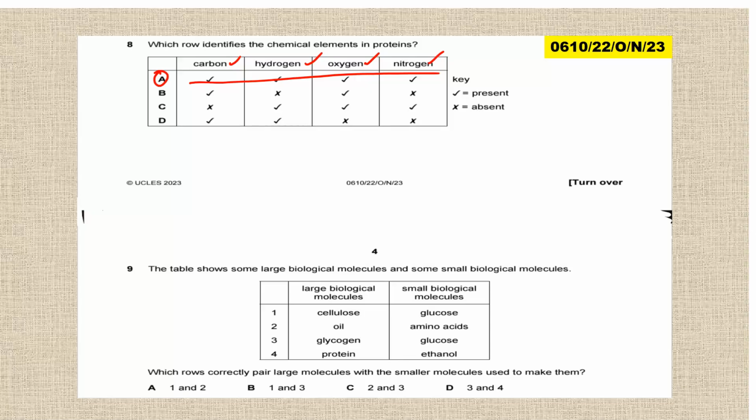The table shows large biological molecules and some small molecules. So large biological molecules, we have cellulose, oils, glycogen, protein. Now we are looking for the corresponding small molecules. Cellulose, glucose. Oil, amino acid, no. Fatty acid and glycerol. Glycogen and glucose, yes. Then protein and ethanol, no. So it is 1 and 3. Which row correctly pairs large molecule with the smaller molecule used to make them? So 1 and 3, which is B.